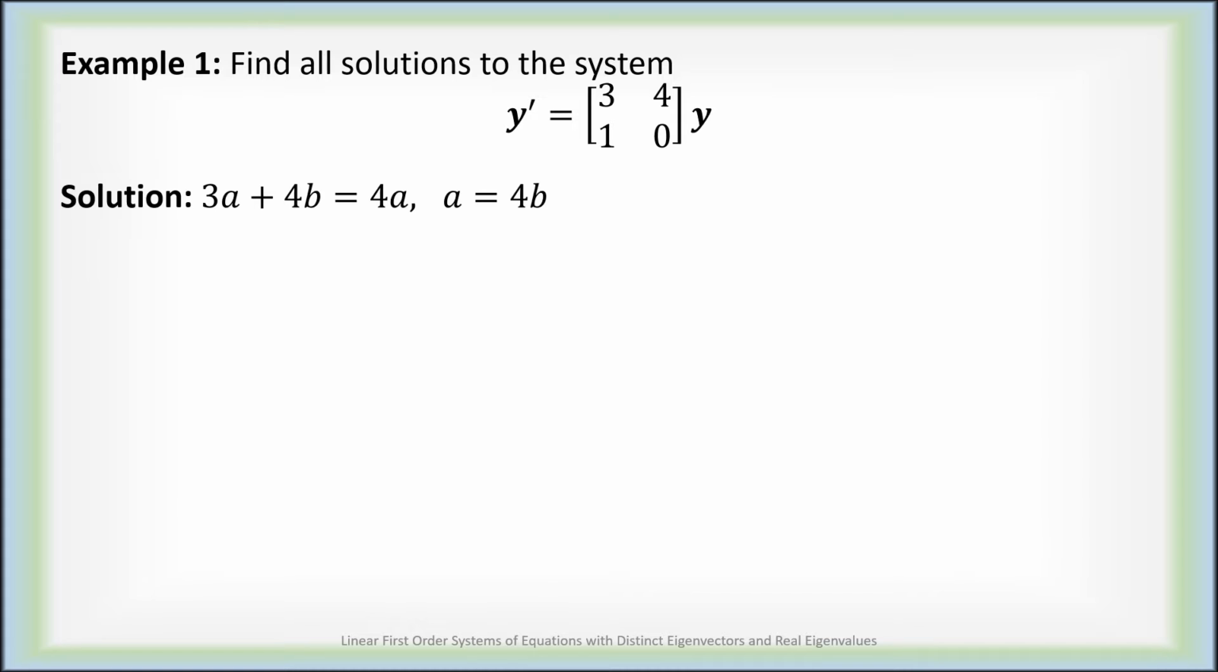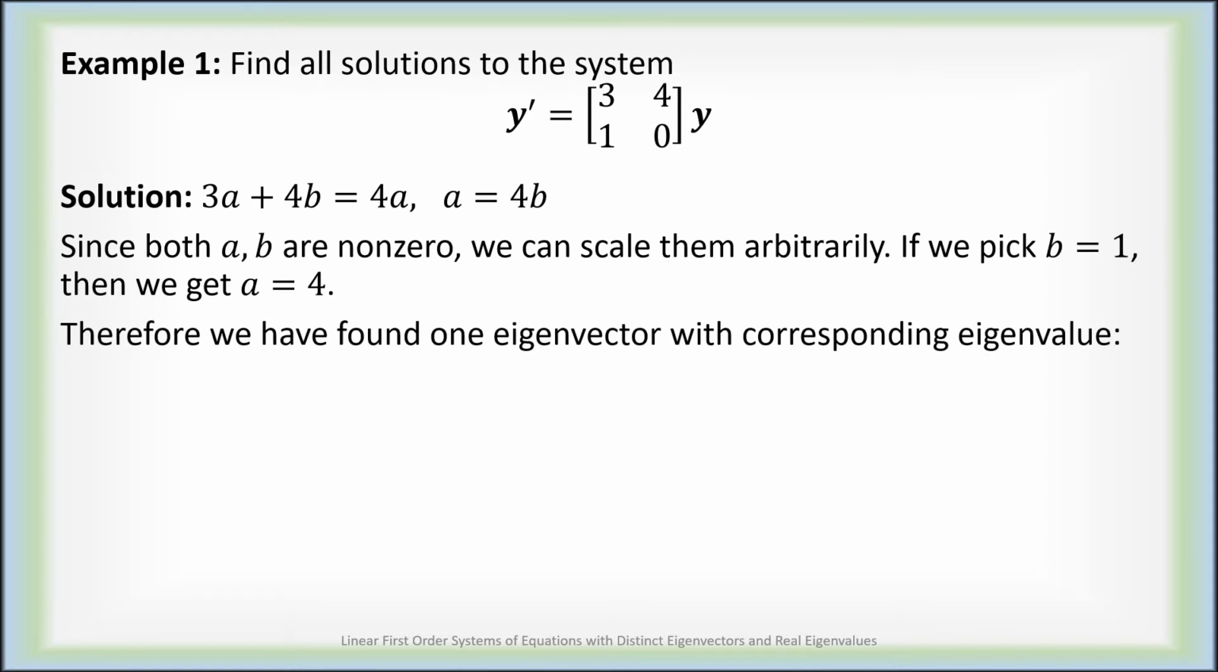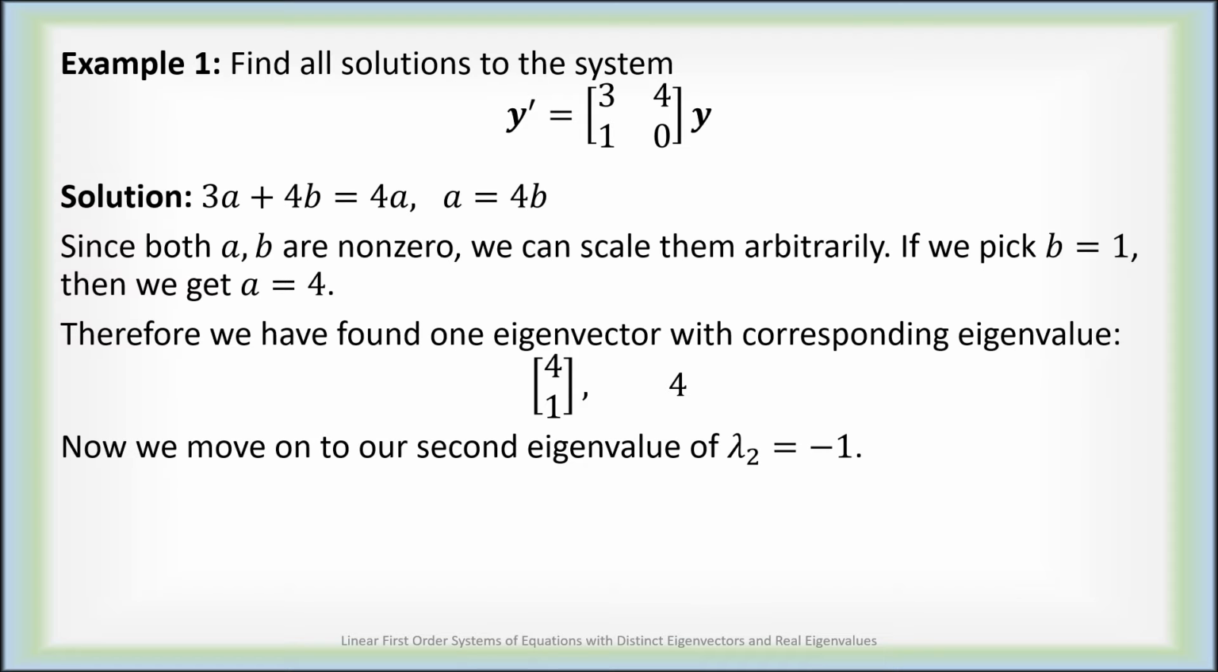So we have these two equations, which, as remarked, really are the same equation. They're not allowed to both be 0, and we can scale them arbitrarily. So taking the information that a must equal 4b, I'm just going to pick b equals 1, and therefore a equals 4. So we have found an eigenvector with that corresponding eigenvalue. A equals 4, b equals 1, so the column is 4, 1, and the associated eigenvalue that we just were working with is 4. Now we have to move on to the other eigenvalue of negative 1.